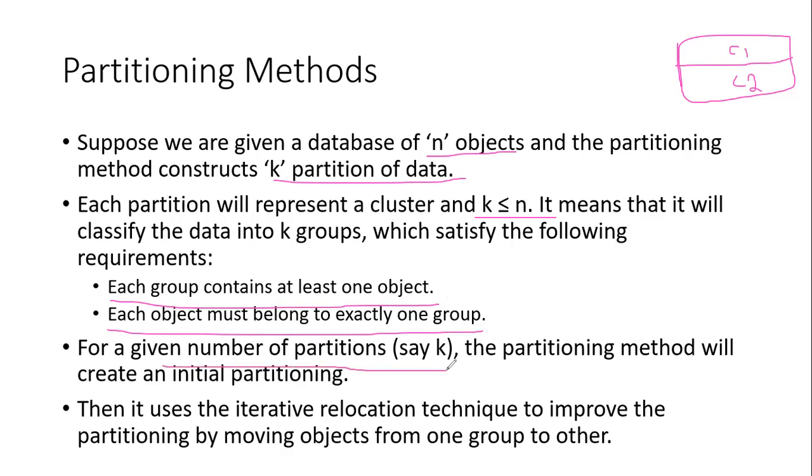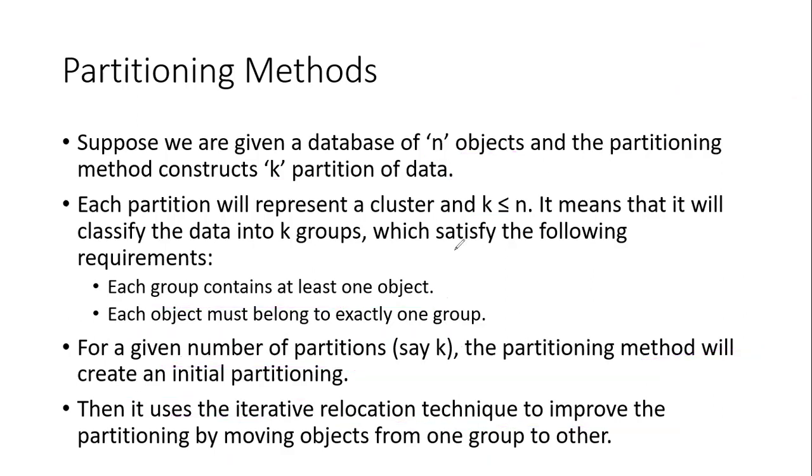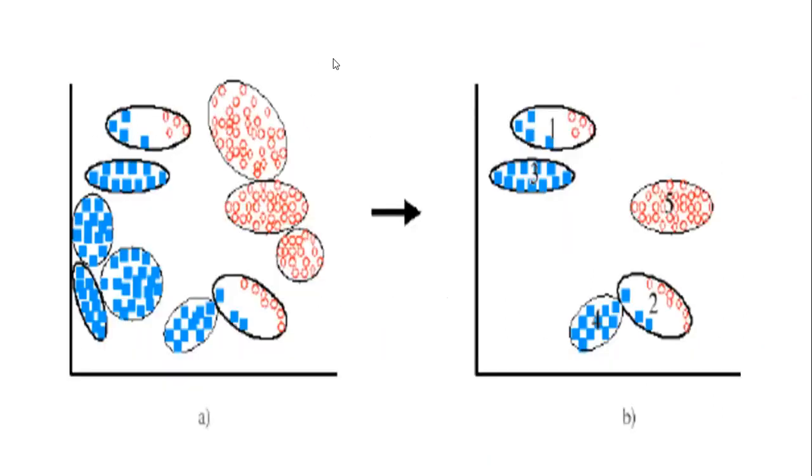So you are given the number of partitions. Initially, you will create a partition and then use an iterative technique to improve the partitioning by moving the objects between groups. So this is a very childish example. These are the sort of clusters which you will get in partitioning methods. Spherical. But in this case, you can see all the data is not categorized in spherical. So this is a misclassification.